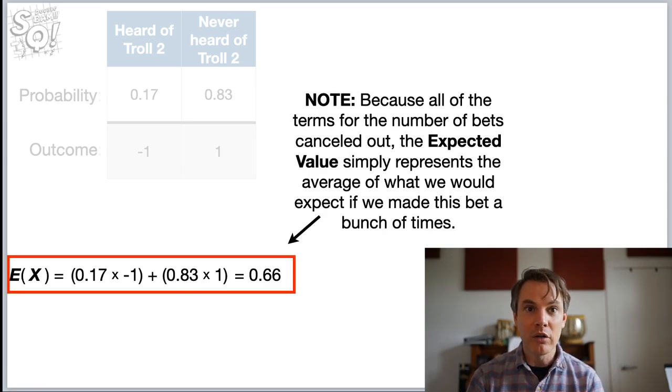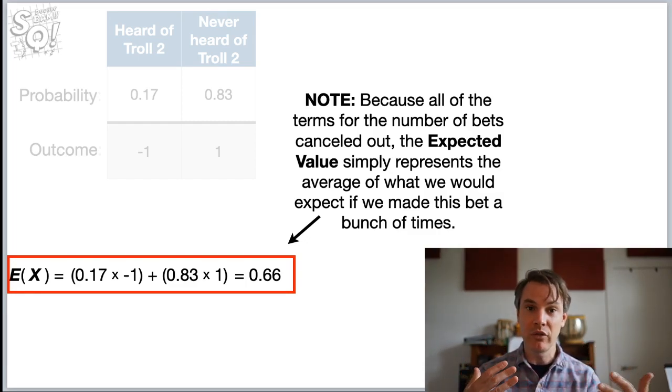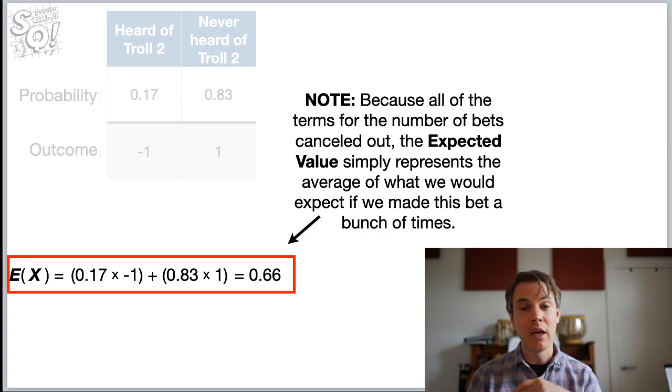Note, because all of the terms for the number of bets canceled out, the expected value simply represents the average of what we would expect if we made this bet a bunch of times. Now, if we made that bet once, we will either win $1 or we will lose $1. We won't win or lose 66 cents. But if we make it a bunch of times and we just average out the wins and the losses, we're going to get 66 cents every time we do it. So that's what this expected value represents.